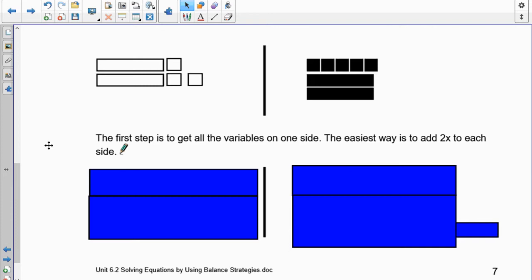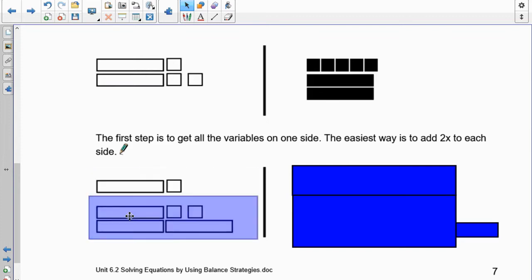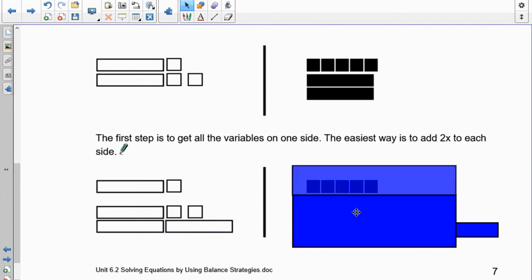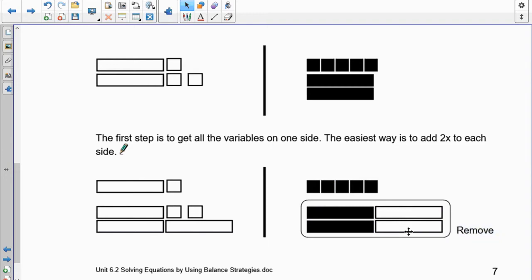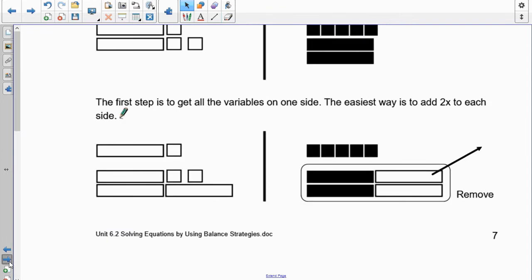Okay, well, I need to deal with the x's first. So this one here is a problem. I've got negative 2x here, and I want to keep everything positive, so I'm going to add 2x to both sides. So there is what I'm going to do here. I'm going to add 2x's right there to that side, and over here, I'm going to add 2x's here. Now these 2x's and the negative 2x's become 0, so they become removed. They're going to go away and not be a problem for us. Going to the next page.